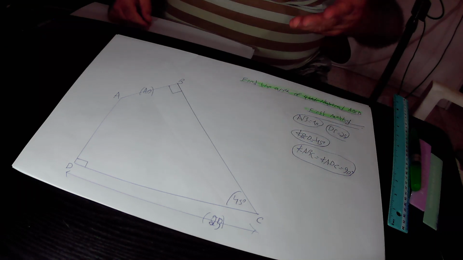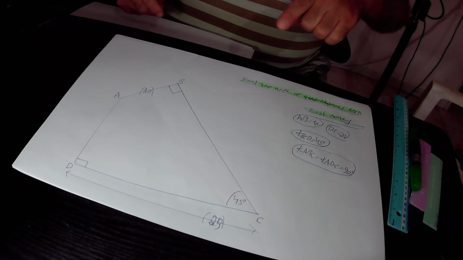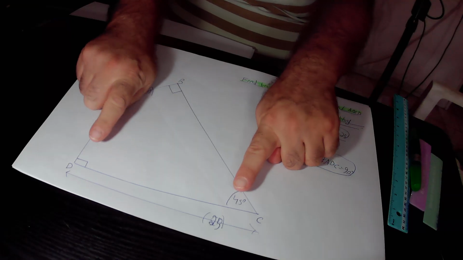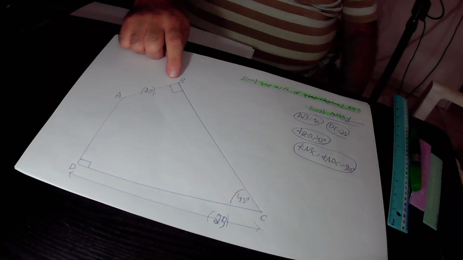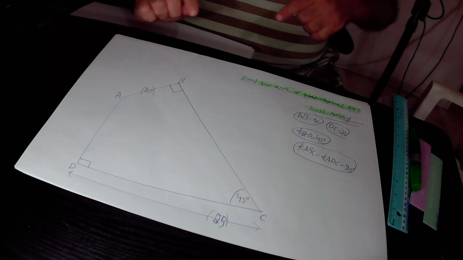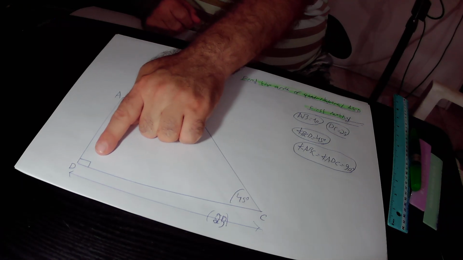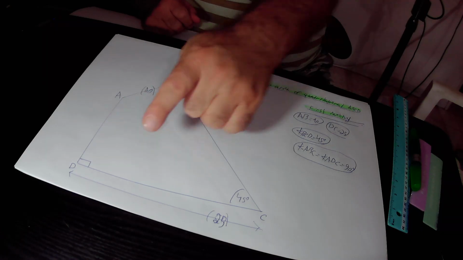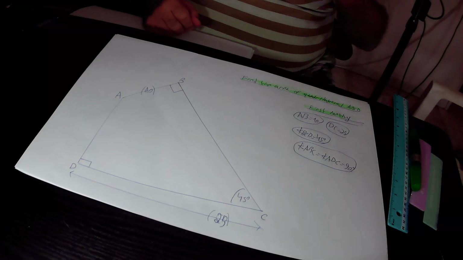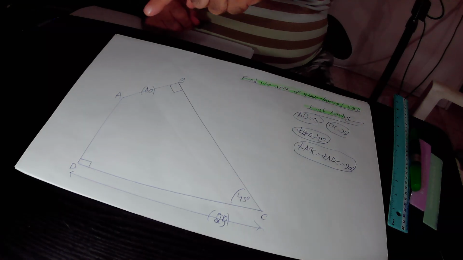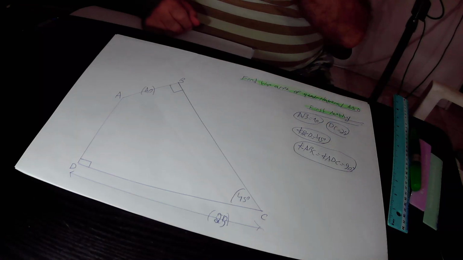This is side AB, which equals 10 units in length. This is side DC, which equals 25 units in length. This is angle ABC, a right angle. This is angle ADC, also a right angle. This is angle BCD, which equals 45 degrees in size. Again, our task is to find the area of this quadrilateral ABCD.